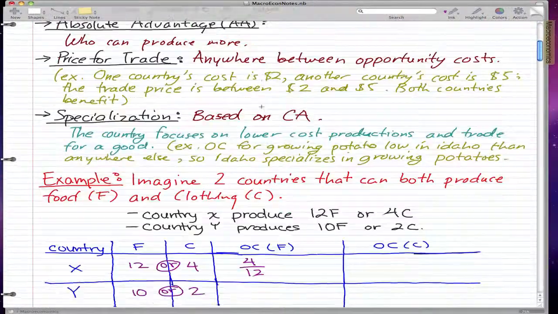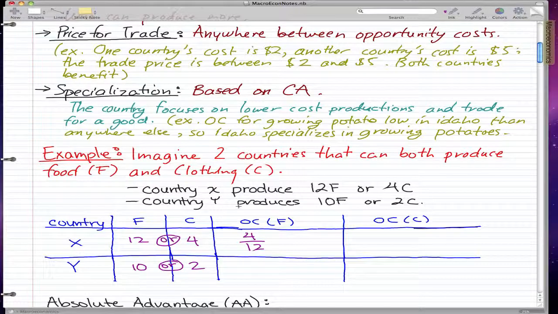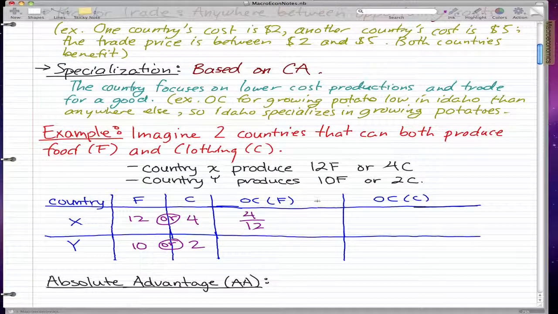What we lose, 4 clothing. What we gain, we can either produce one or the other, right? So if it's 4 for 12, we lose 4 clothing for 12 food. And if we get the lowest common multiple of these, we get 1 over 3. And for the opportunity cost of country Y for food, what we lose is 2 clothing, and we gain 10 food, and that equals 1 over 5.